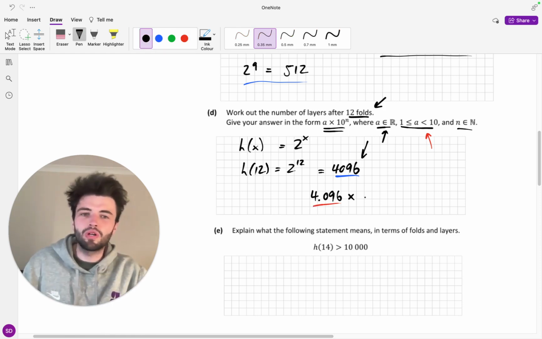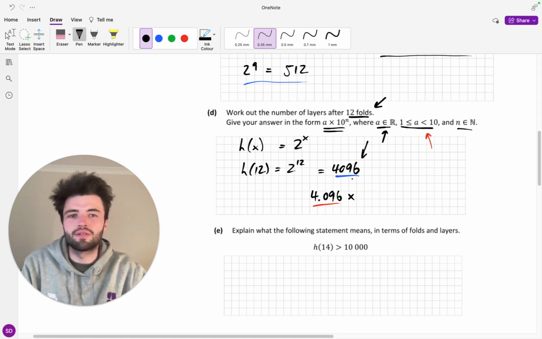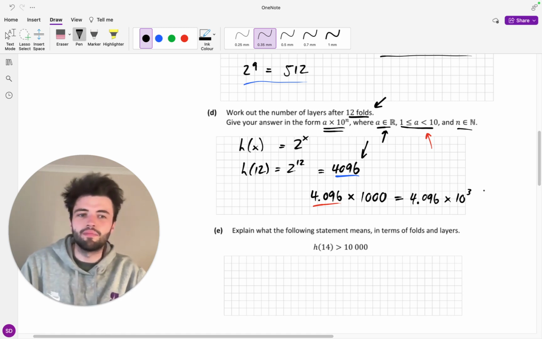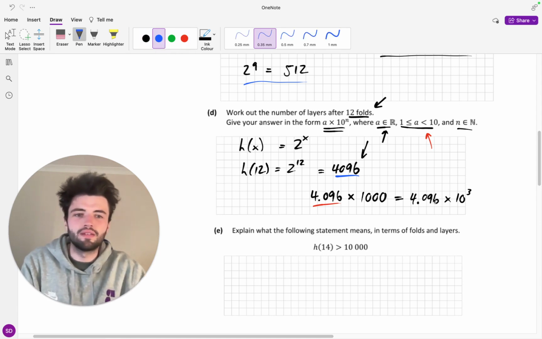And so what do we need to multiply by this 4.096 to get back to our original answer of 4096? And the answer is of course going to be 1000. So we basically factorized out 1000 from this 4.096. And then to get it in the proper form, all we need to do is turn this 1000 into a power of 10. And we know that 1000 is going to be 10 cubed because 10 squared is 100. And so our final answer for this part is going to be 4.096 times 10 to the 3.